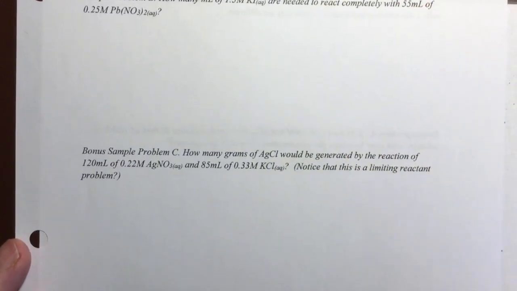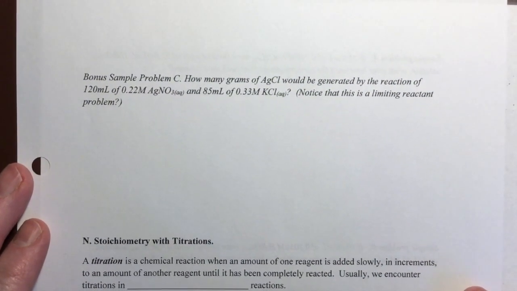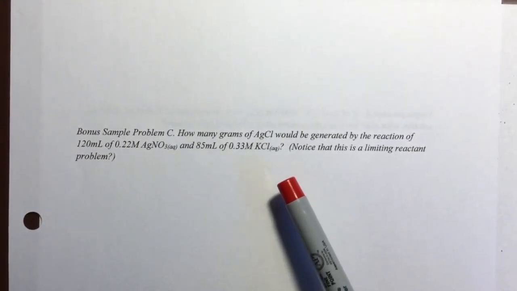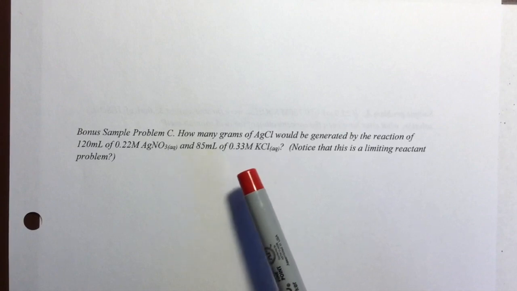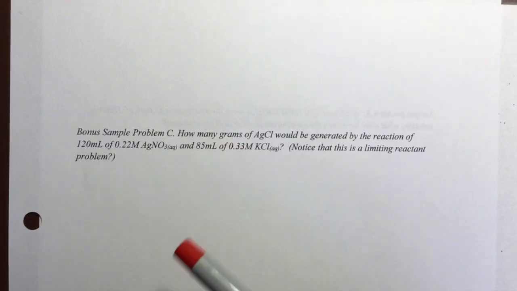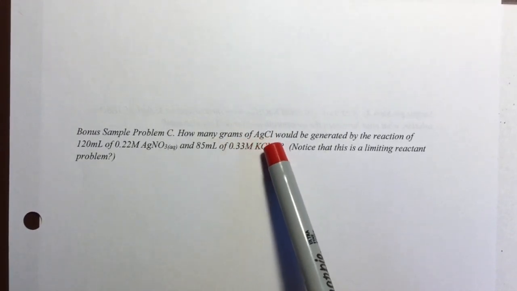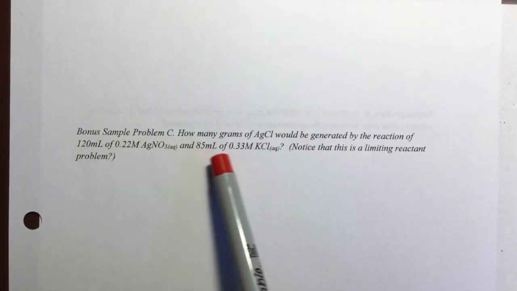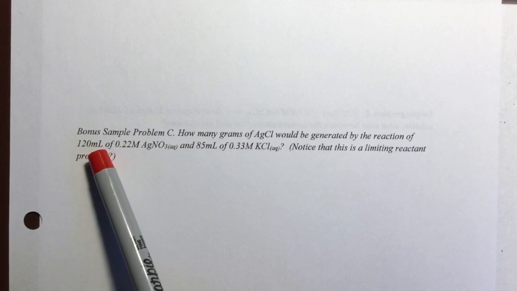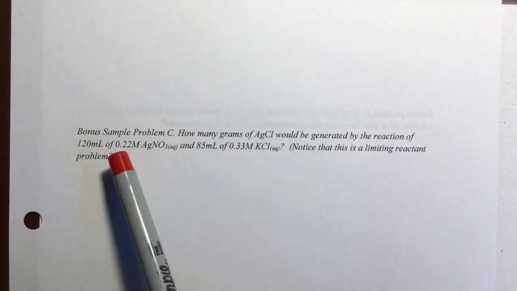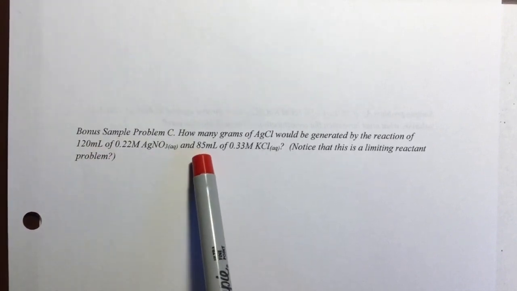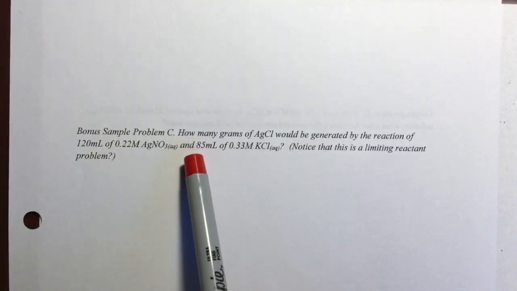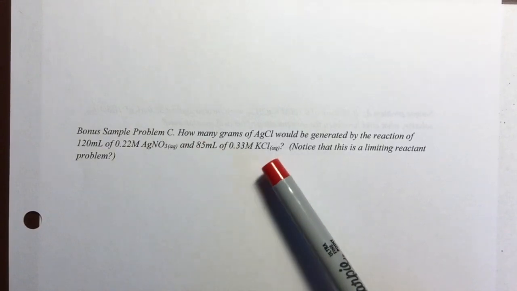And I've given you a bonus problem here, and this bonus problem is also a solution stoichiometry, but notice what is happening here. I'm asking how many grams of a product would be generated by the reaction of two reagents, and I'm giving you, look at that, different amounts of my two reagents. So what is this? This looks like a limiting reactant problem. So this is a more challenging example.